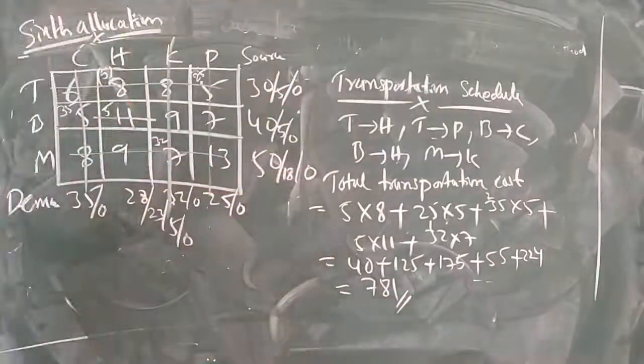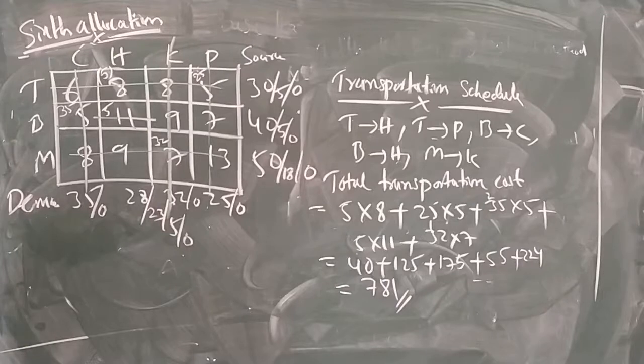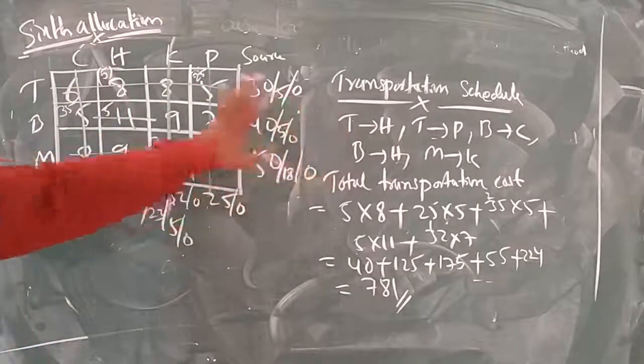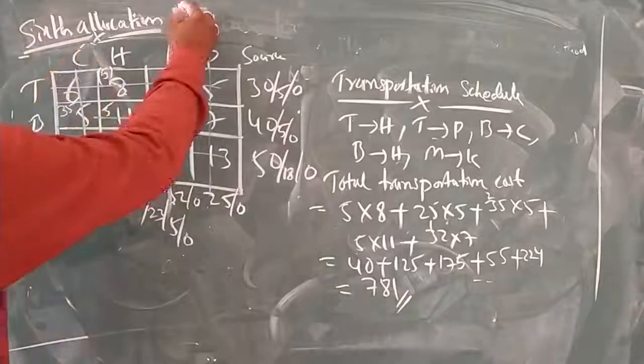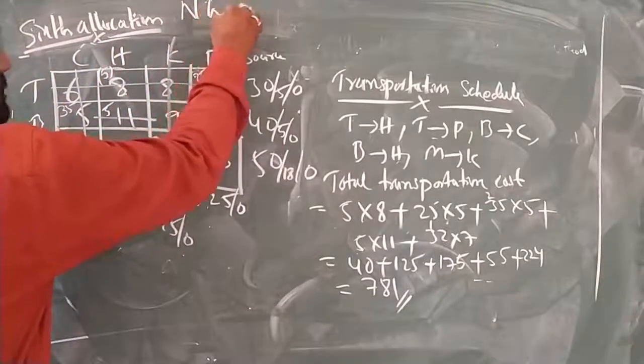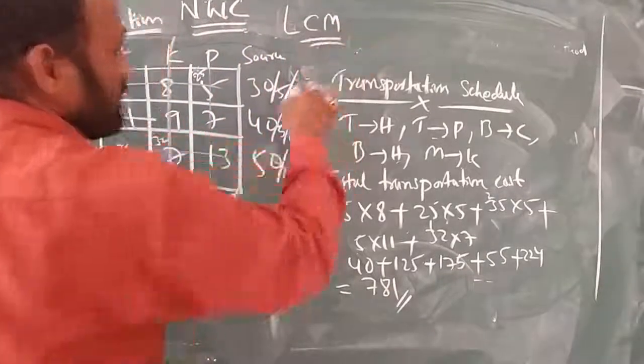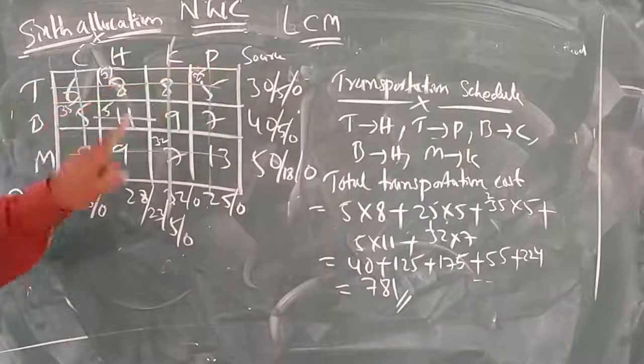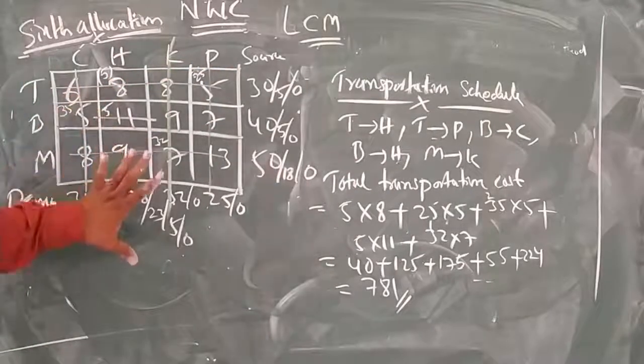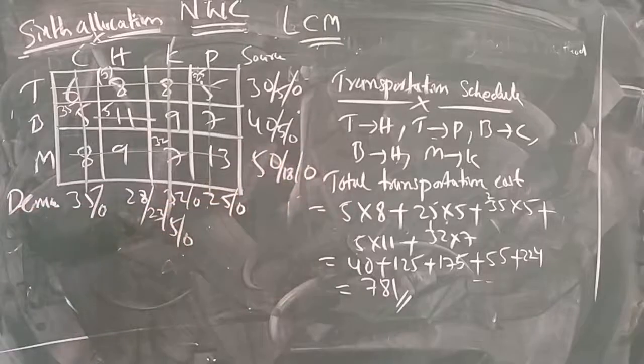So our aim is to reduce the cost. Yesterday we used the northwest corner rule, NWC rule. In that also our concentration is to reduce the transportation cost. Today we are using the least cost method, LCM rule. This also is used only to reduce the transportation cost. Tomorrow we will see another type of method to reduce the cost.